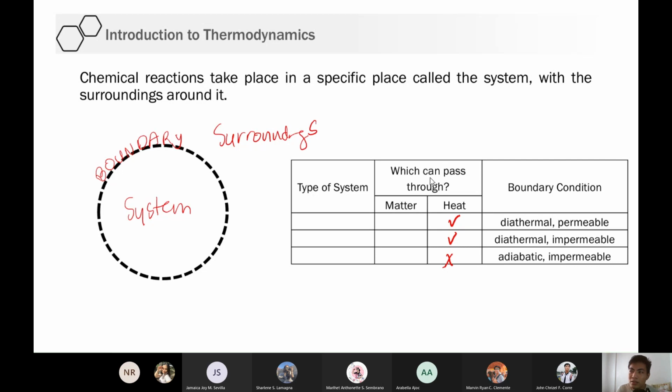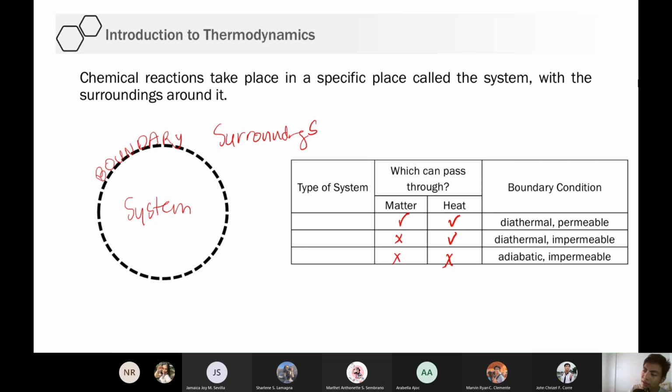So, when we describe matter that can or cannot pass through the boundary, pwede natin yung tawaging permeable or impermeable. Yung say permeable, pwede pumasok, pwede lumabas. Okay? Pag impermeable, bawal pumasok, bawal din lumabas. Okay? No, parang lang to, naka-curfew tayo, no? So, pag permeable, the matter can pass through. Kapag impermeable, the matter cannot pass through.